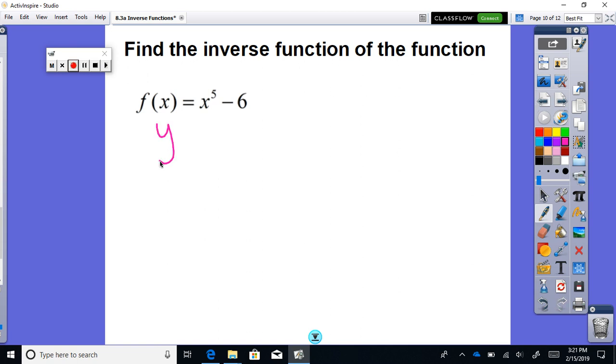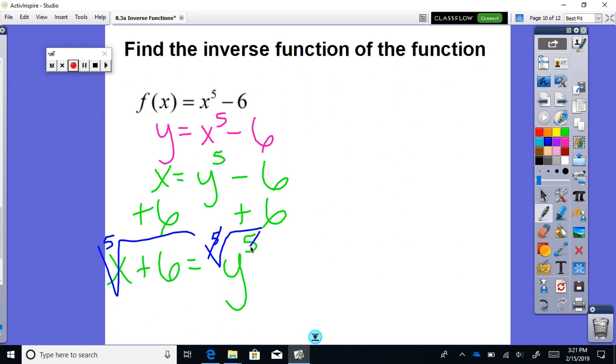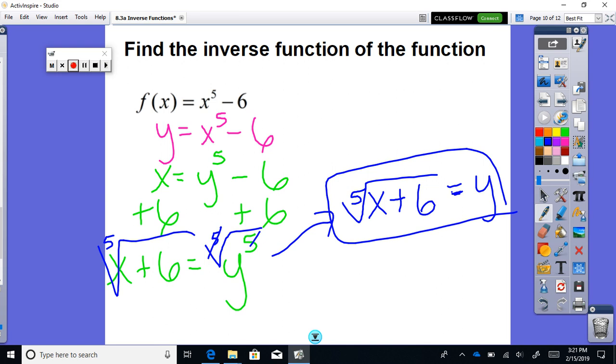We'll do this one quick too, just practicing finding the domain of the inverse. Switch x and y, solve for y. So add 6 to both sides, get x plus 6 equals y to the 5th. If you have a 5th power, the reverse of that would be taking the 5th root. The 5th root and the 5th exponent would cancel each other out. So you'd have the 5th root of x plus 6 on the left, and that would equal y. So this would be the inverse function.